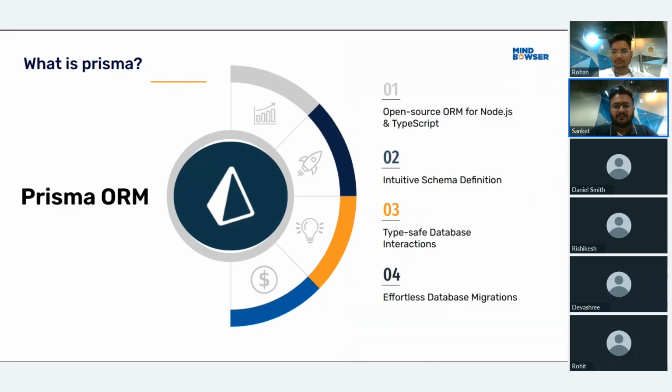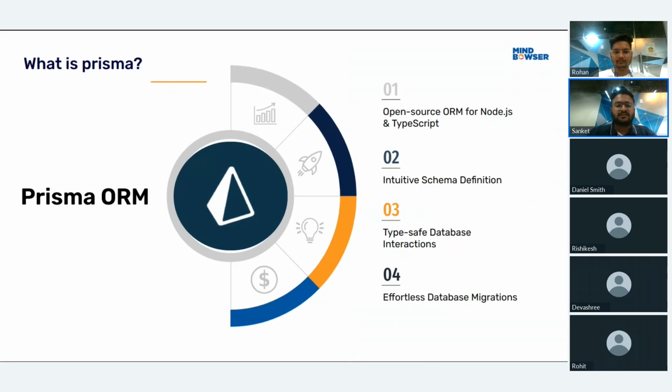These are some of the things. It's open source, so everyone can use it for free. Next, we have intuitive schema definition. Prisma allows you to define your database schema in a way that reflects how you think about your data.